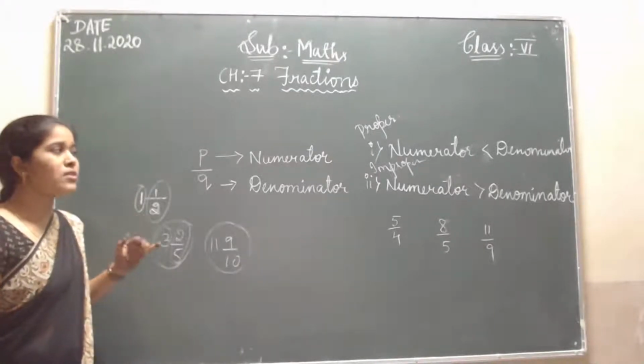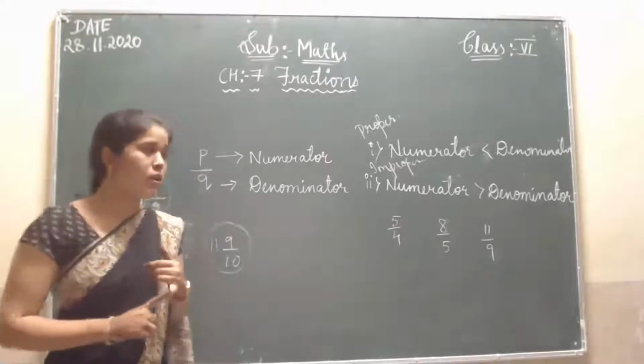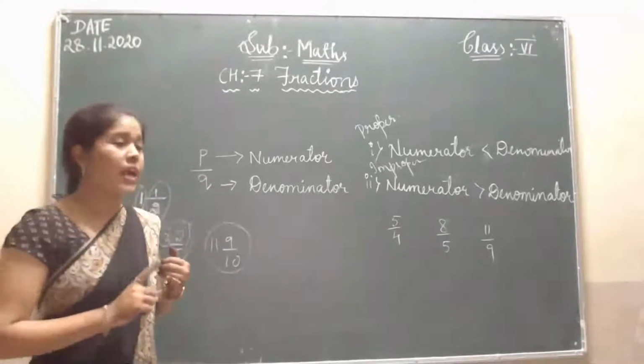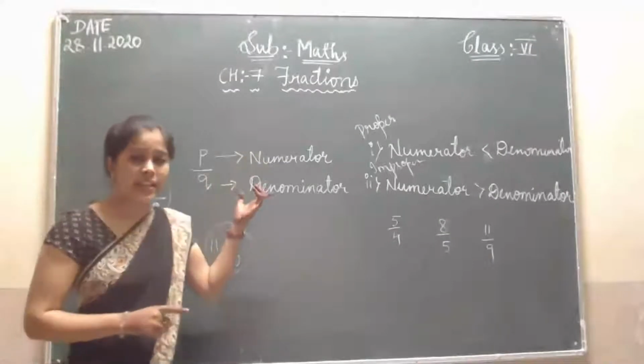Okay, understood? What is a fraction? A part of a whole is nothing but a fraction. A fraction is of the form P by Q, with a numerator and a denominator.